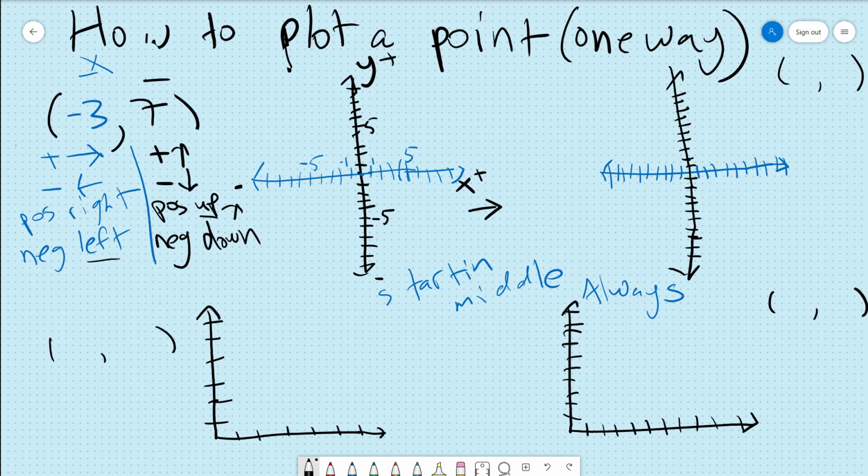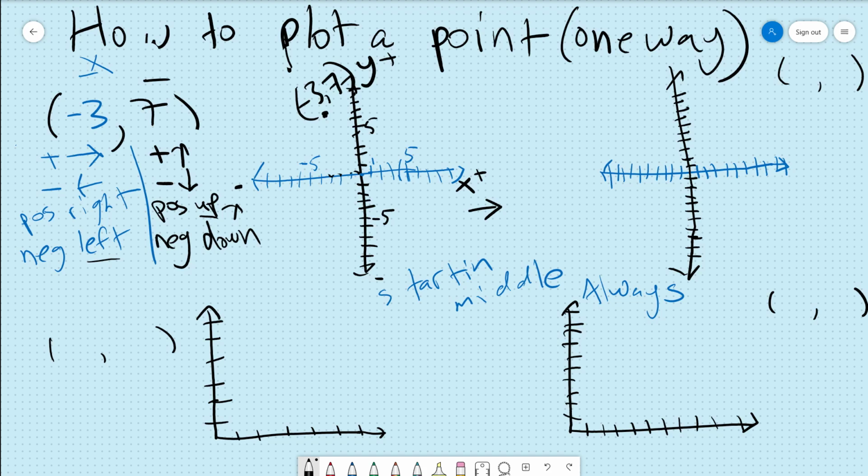1, 2, 3 in the middle, then 7 up, 1, 2, 3, 4, 5, 6, 7, and that's where I want to make my point. Ideally, once I get used to it more, I won't make these little scribbly lines in the middle, and I will just draw in that point and say, this is my point right here, -3, 7.